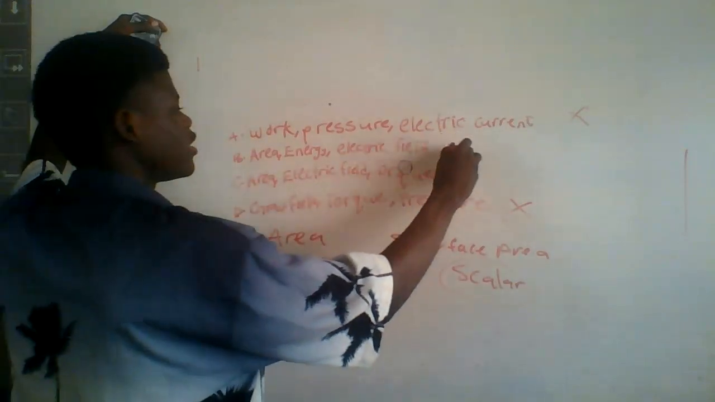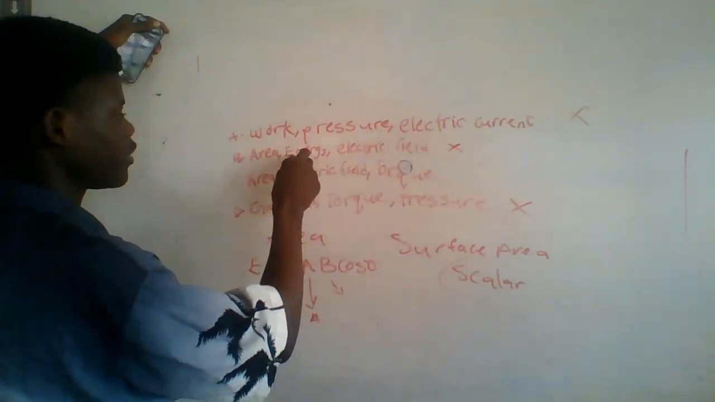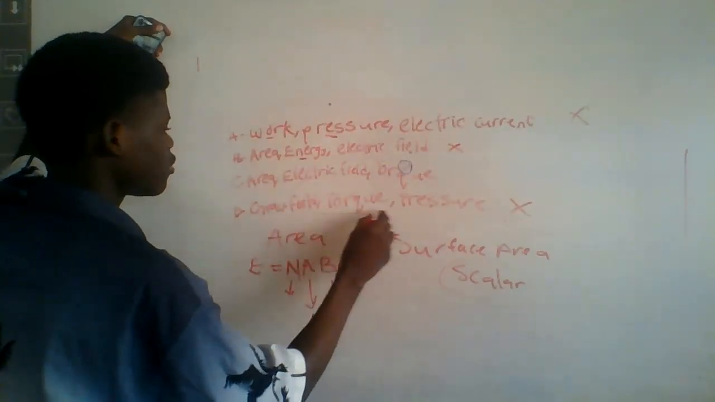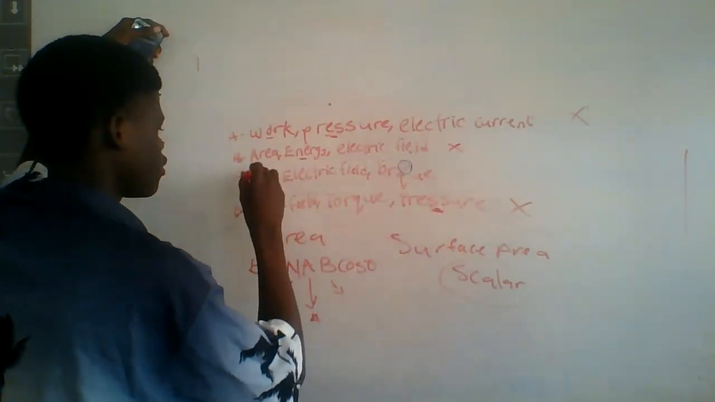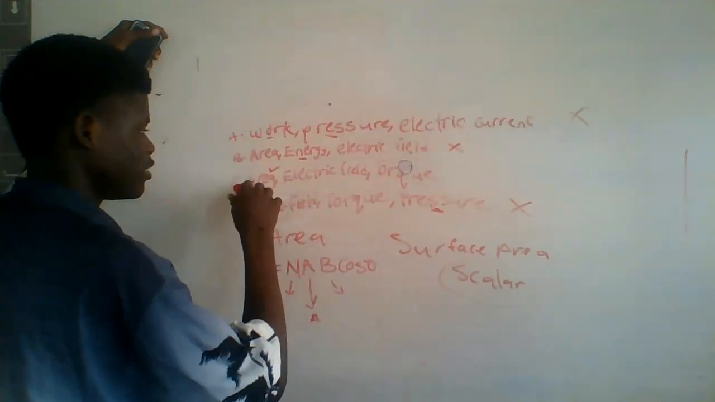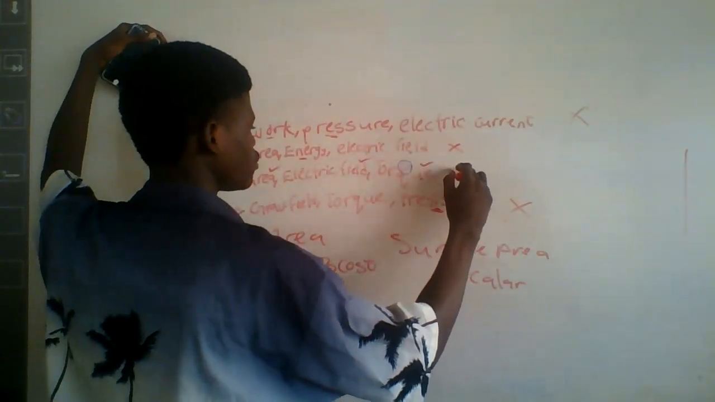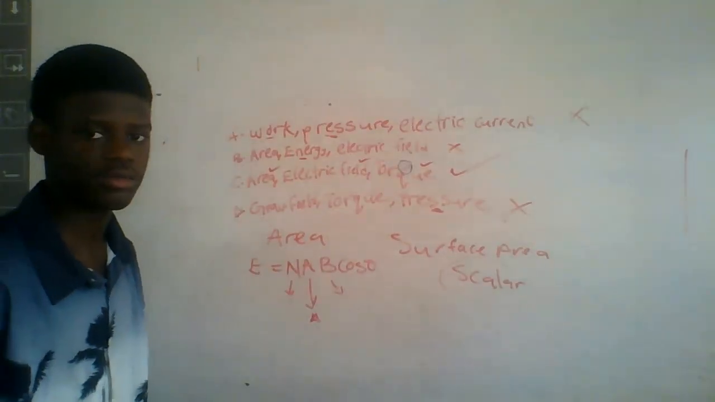So here we eliminated this option because of energy. Here we eliminated because of work and pressure. Here we eliminated because of only pressure. But here, area is actually a vector quantity, electric field is a vector quantity, and torque is also a vector quantity. So the answer is option C.